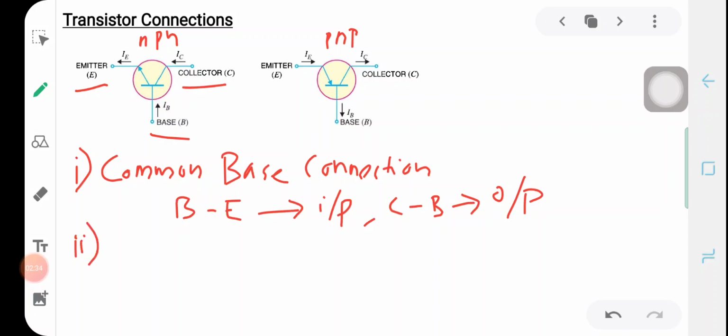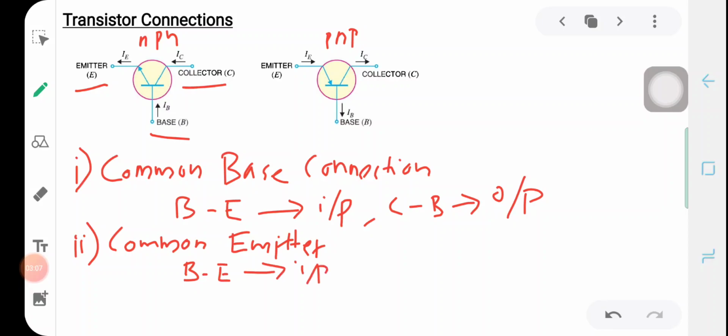And the second one: if we make the emitter terminal of a transistor the common terminal to both input and output, then we have the common emitter transistor configuration. In the common emitter configuration, the base is the input terminal and the collector is the output terminal. That means base emitter will again be the input terminal, and collector emitter will be the output terminals.